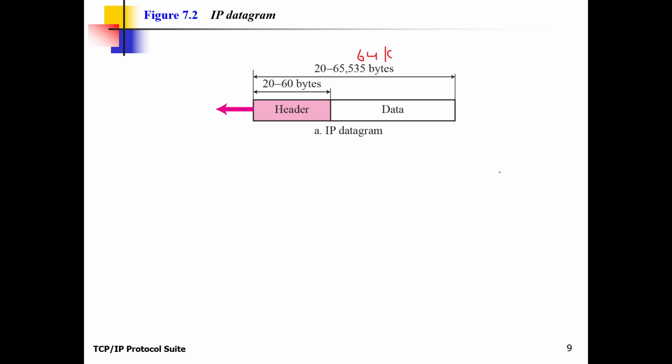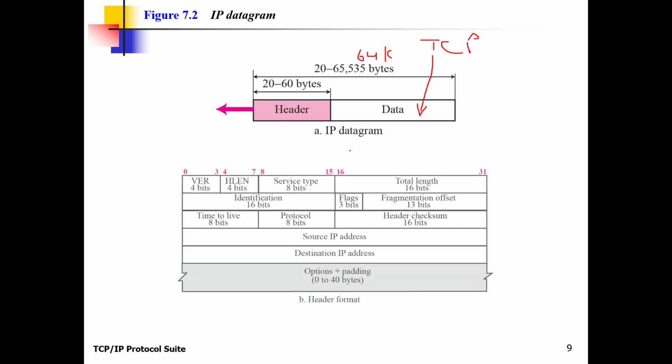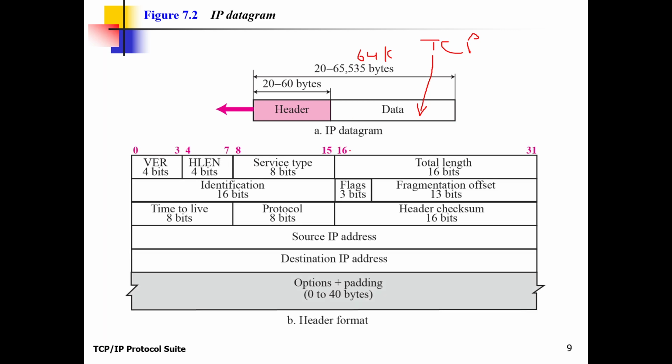That's the IP datagram. In the data part, we have data coming from the upper layer, which is TCP. You agree? Then we have the header. So let's take a look at the header. Here we go. That's the header.